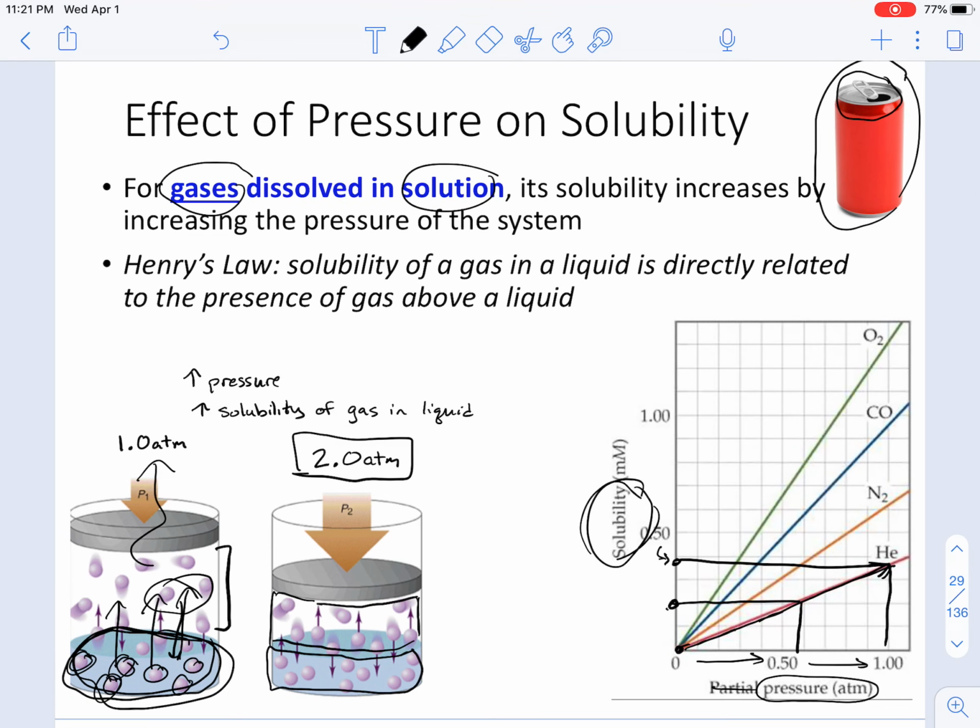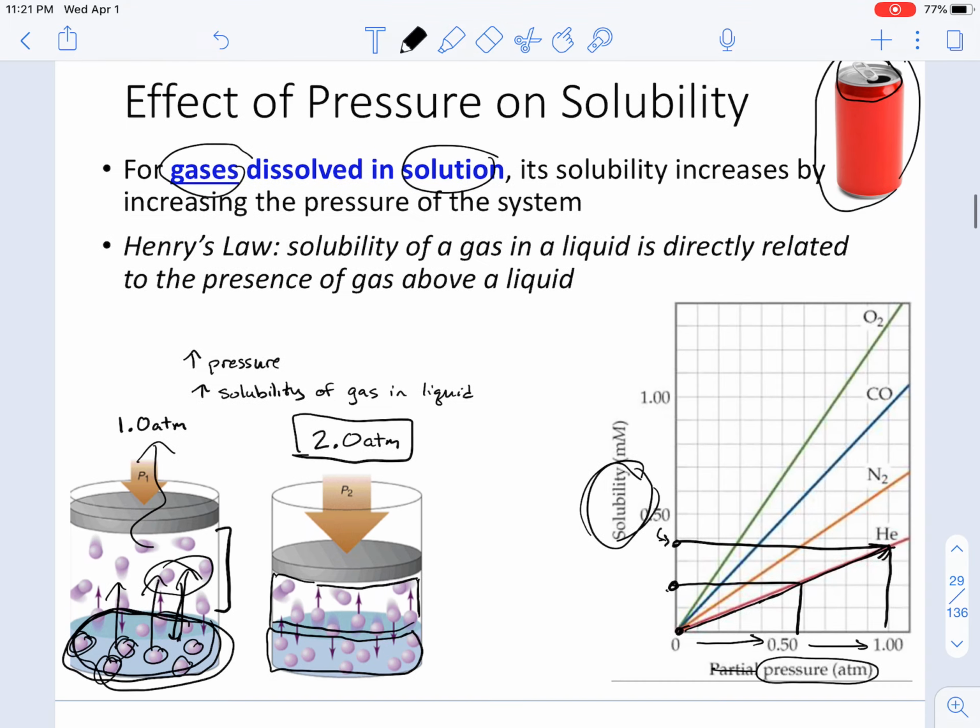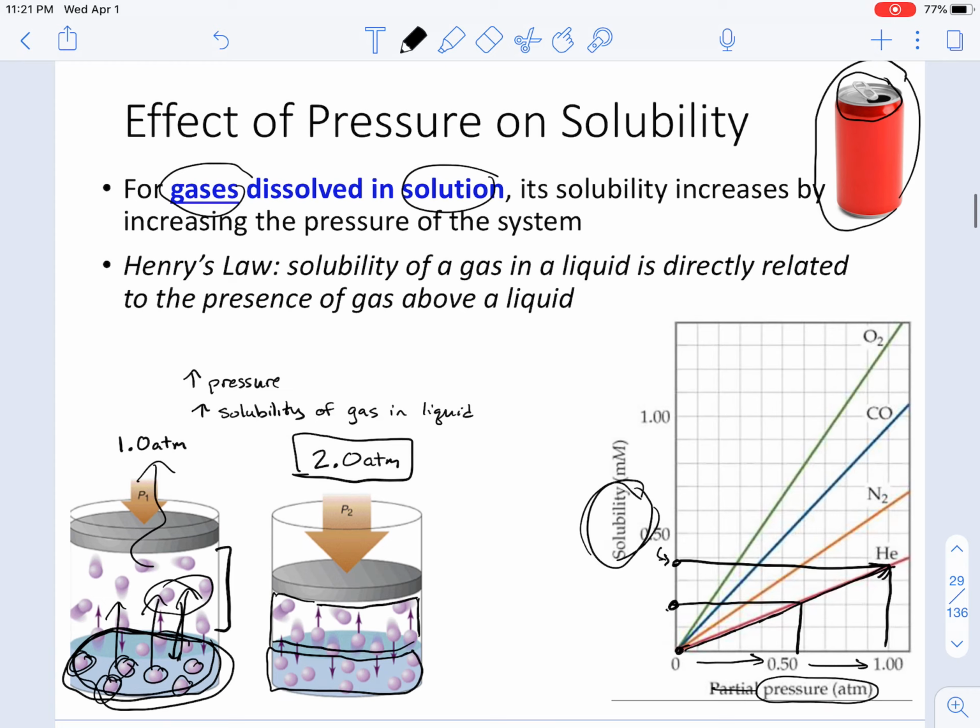Okay, and so we've discussed the different factors that affect the solubility of solute inside solvents. So we talked about polarity, we talked about temperature, and we talked about pressure. So the next thing that we're going to discuss is quantifying solutions. So we'll talk about concentration.